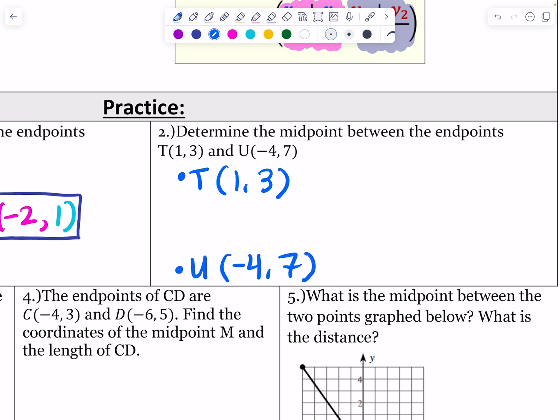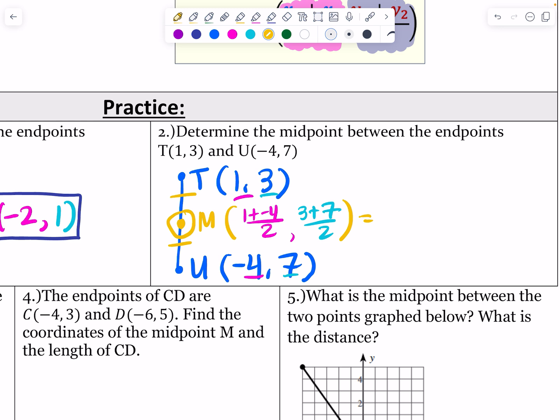So I had the class pause and do this with their group members, and if you're watching the video, pause this video and see how you do when you find the middle. The middle would be 1 plus -4 divided by 2 as my average of the X's. My average of the Y's would be 3 plus 7 divided by 2. So what is my midpoint going to be?